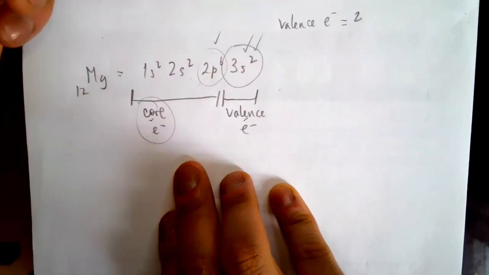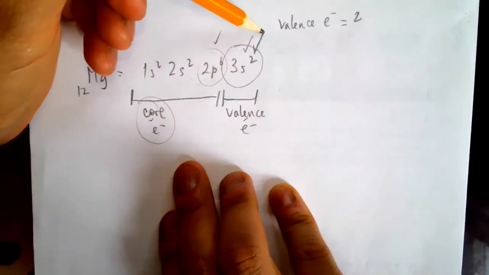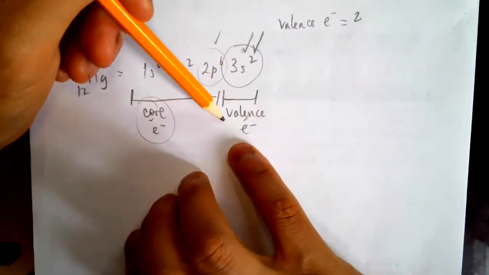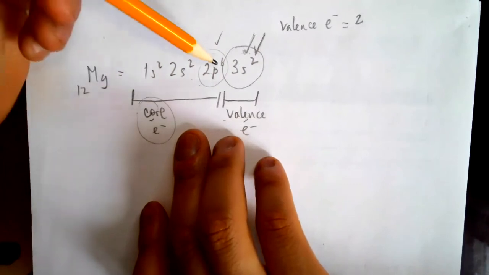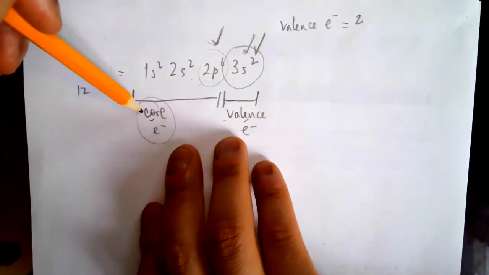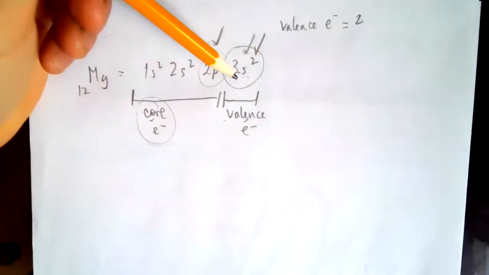So in the case of magnesium, the first ionization is relatively easy. The second one is still easy because you are still in the valence shell. But once you are in the core shell, that electron is going to be way more difficult. That's what that slide was trying to say: the core electrons are more difficult to remove than valence electrons.